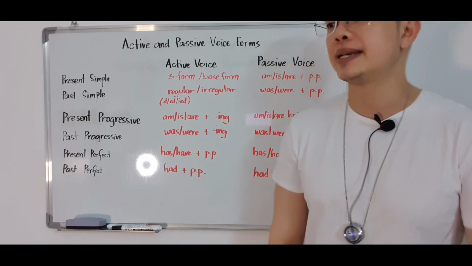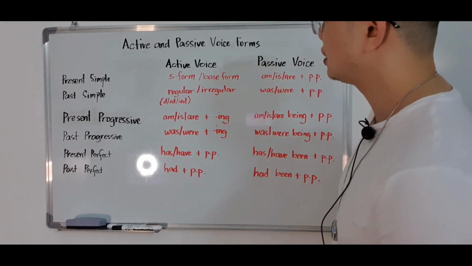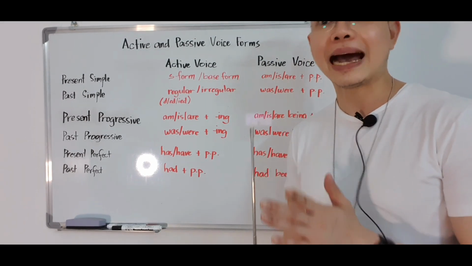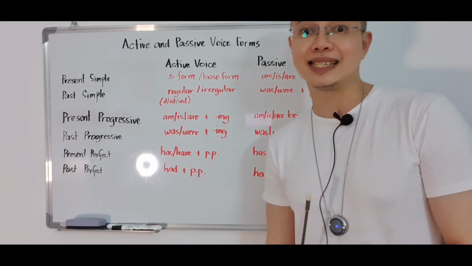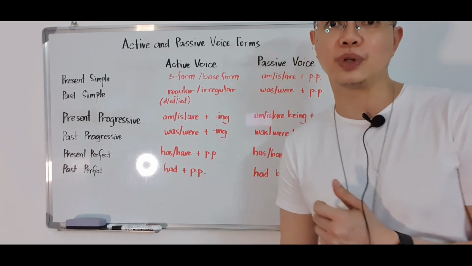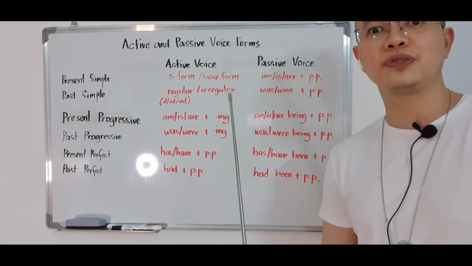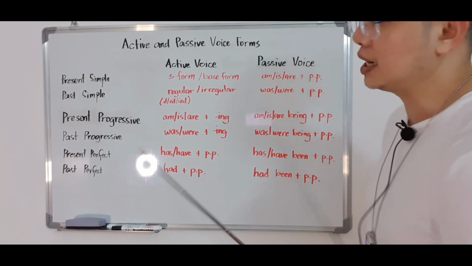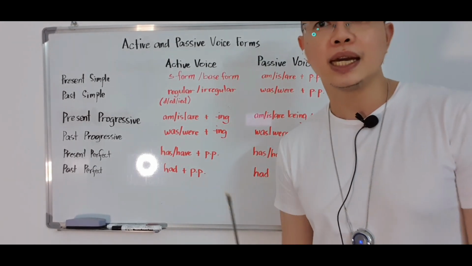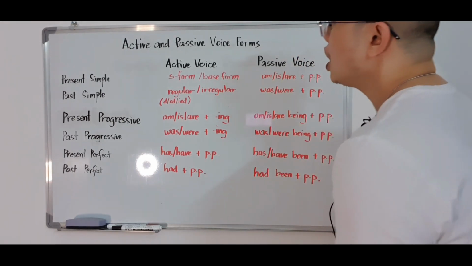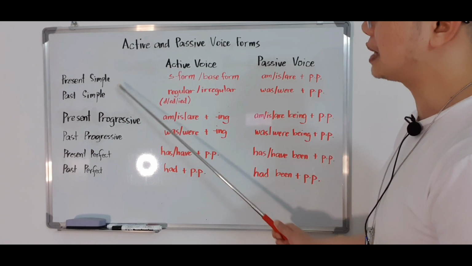All right, okay, so to give you of course an idea on how to make passive voice sentences. And of course, in making passive voice sentences, you have to remember the forms, and these are the forms I'm going to talk about, and also including the active forms, of course. All right, now you have the present simple and the past simple first.